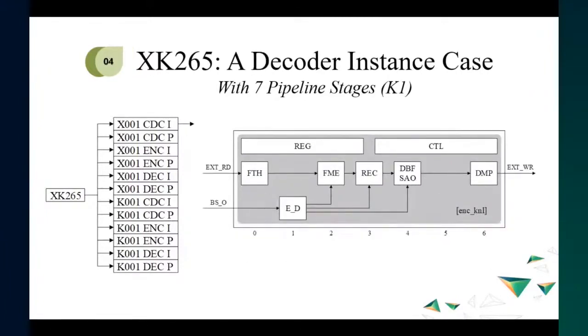And here shows a decoder instance case. It also includes 7 pipeline stages. So these 2 cases show that based on our baseline architecture, we can configure the modules used in the IP core, and also configure the pipeline stages used in IP cores. In this way, we can meet different application scenarios and do custom designs for different applications.